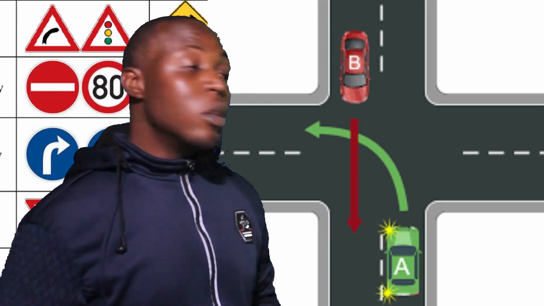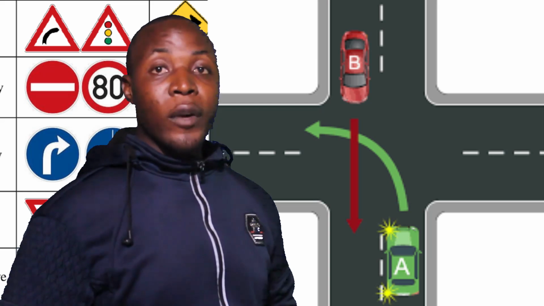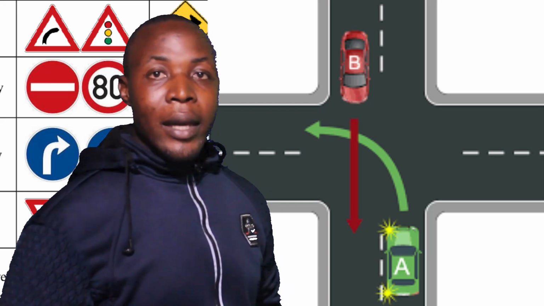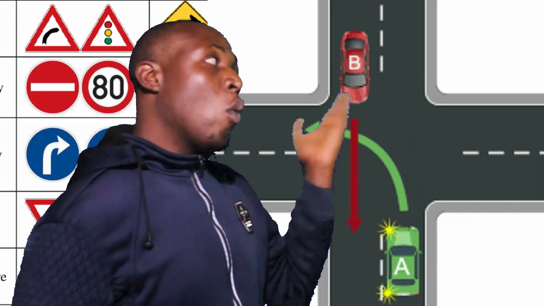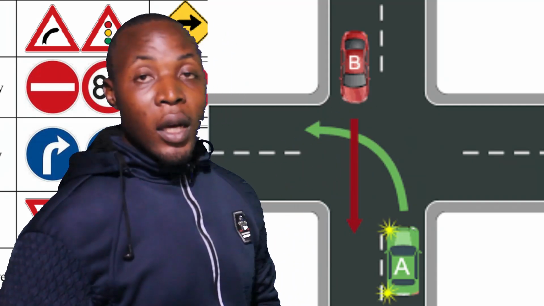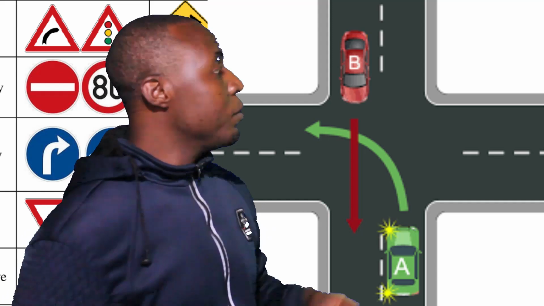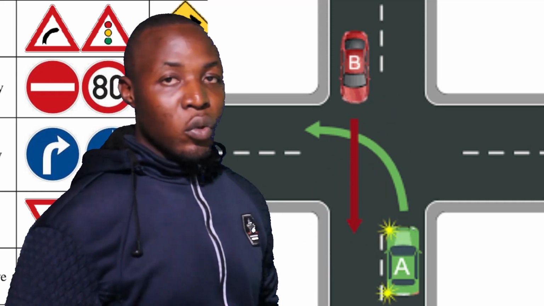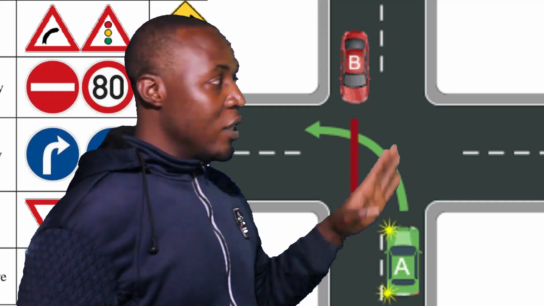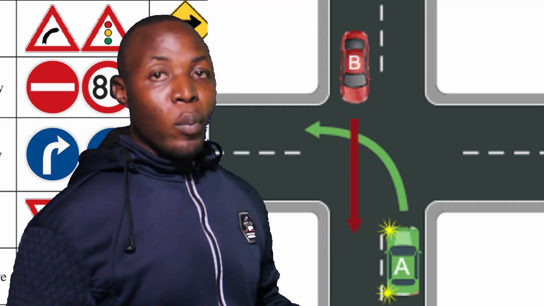On this junction, since the red vehicle is going straight, the red vehicle has the right to pass first. And the green vehicle, since it wants to turn to the left, has to wait for the red vehicle to pass before it continues. So whenever you put yourself in this type of situation, know who has the right to pass first.